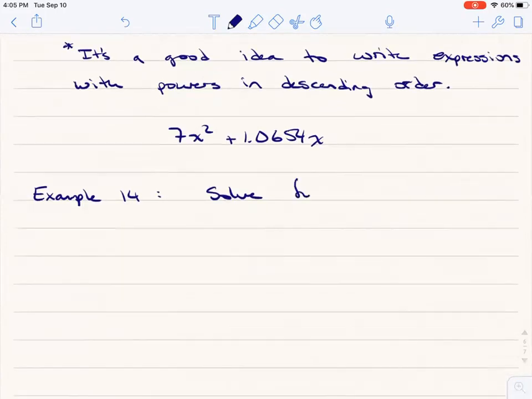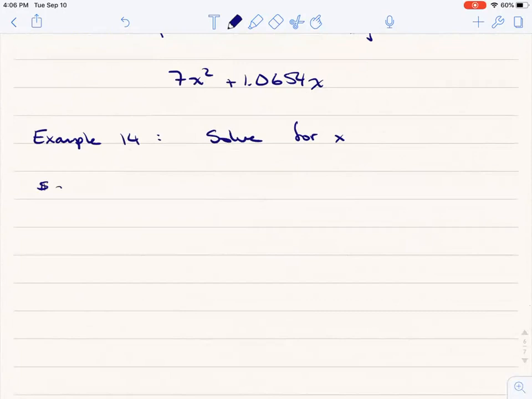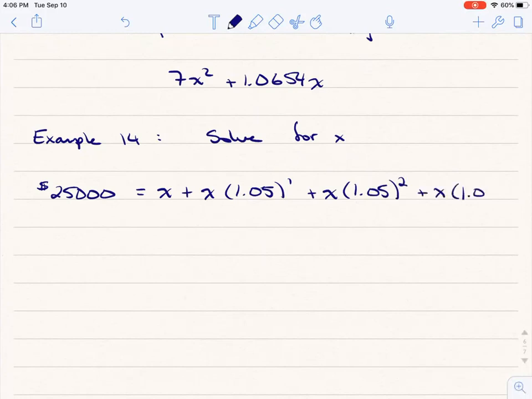Let's do another one. So let's solve for x. You've got 25,000 is x plus x times 1.05 to the power of 1 plus x times 1.05 to the power of 2 plus x times 1.05 to the power of 3. So earlier, we were dealing with the powers on the x's, and that's when we have to collect like terms, but 1.05 to the power of 3, for example, is a number, right? And so what we're gonna do is go through and find those values, and then we've just got the coefficients of x, right? The only variable that we're dealing with here is x.